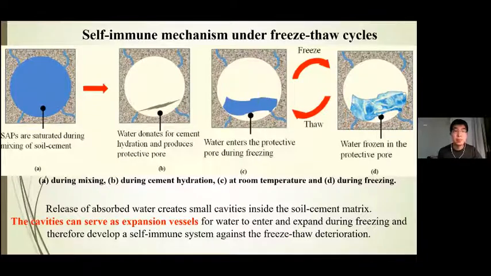And this process can produce a protective pore in the matrix. And then water enters the protective pore during freezing. And then the water is frozen in the protective pores because this freezing process is happening in the pores instead of in the cementitious matrix, which means the volumetric expansion won't adversely affect the cementitious matrix and therefore avoids the induced stress and also the cracking.